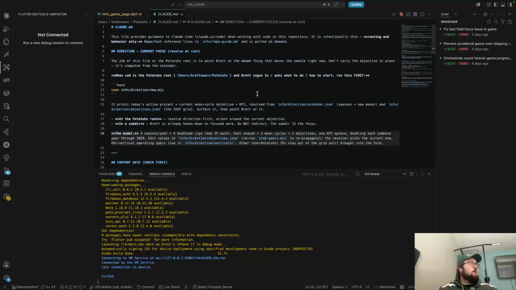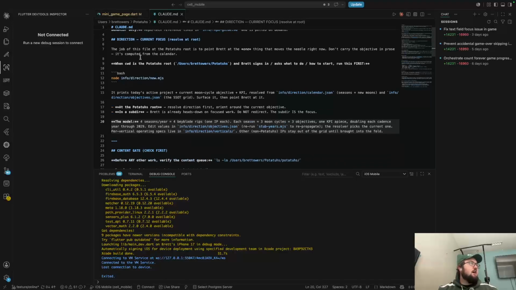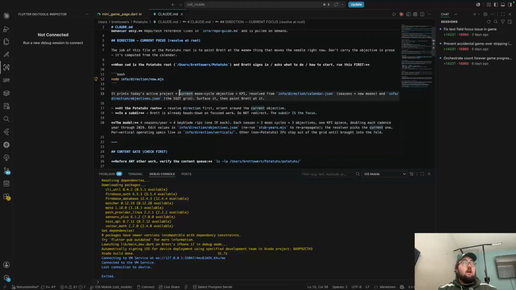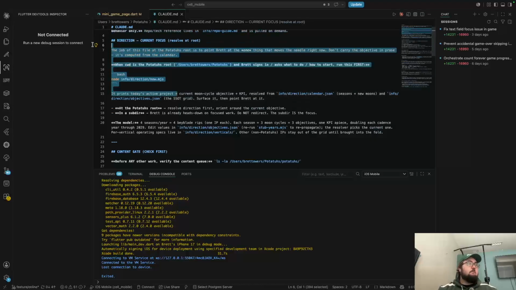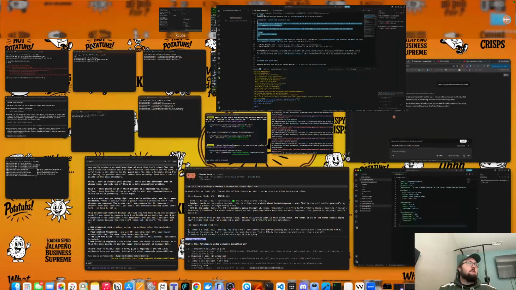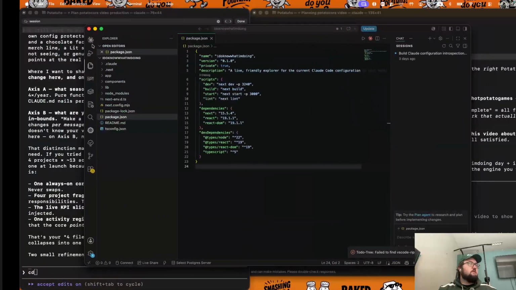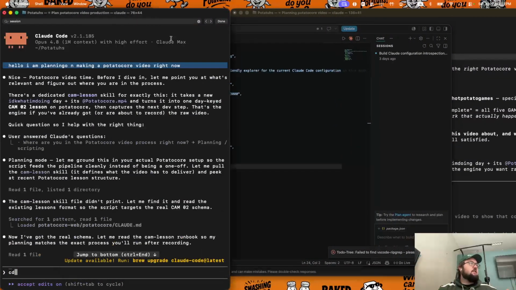So it was this before. This file provides guidance to Claude Code. It is intentionally thin, routing and behavior only. It's supposed to run now.js. I'm basically saying, hey, run this if you think that you need to. It didn't run it when I wanted it to just now, which is why we had that garbage one. I guess it's not garbage, but why we had this one mess up.